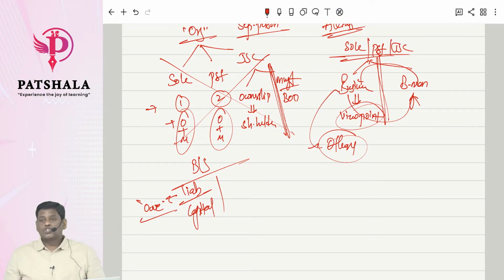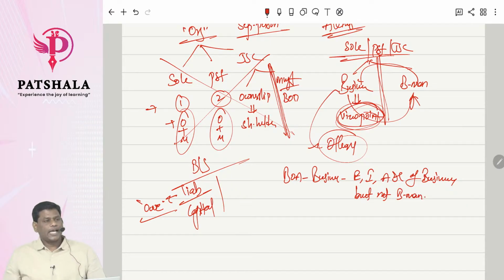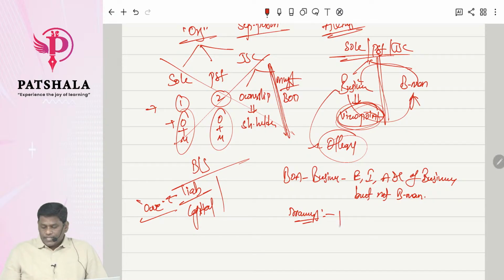So this is the story of the business entity concept. And they say that, from that viewpoint, in the books of accounts of the business you should write expense, income, asset and liability of business only, but not of the businessman. Okay, non-commerce students you can relax. Commerce students, you answer this. What are drawings? Non-commerce students, don't worry. If you know, well and good, if not, no problem. Drawings are the personal expenses of the owner.